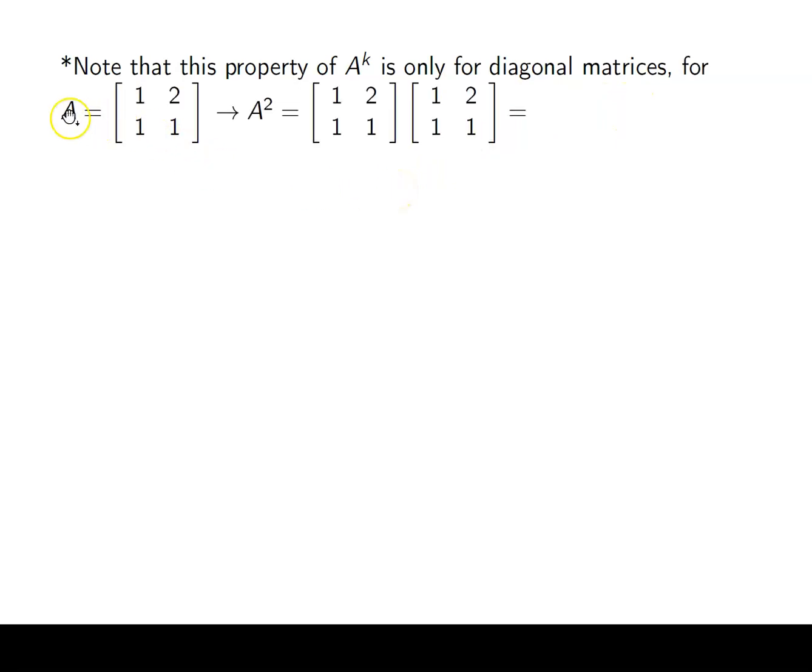Okay, so if I wanted a regular matrix, A squared, I've got to multiply A times A. That is not the same as 1 squared, 1 squared, 1 squared, 2 squared, right? You get something completely different when you square a non-diagonal matrix. Okay, you cannot just square everything. It does not work that way, right?